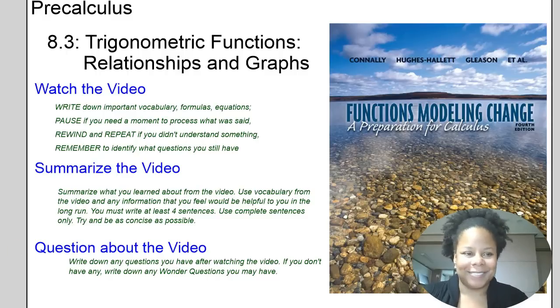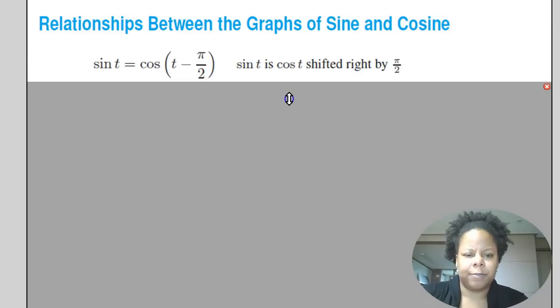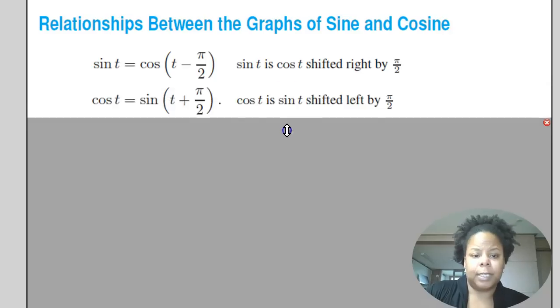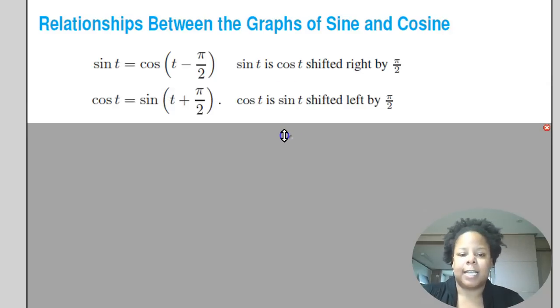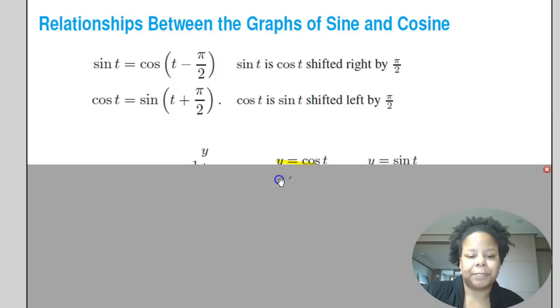All right, let's begin. We've been talking about sinusoidal functions, and one thing we learned is one of the relationships between the graphs of sine and cosine. The graphs are the same, the curves are the same, but their positions are different. Sine is cosine shifted pi over 2 to the right, and cosine is sine shifted pi over 2 radians to the left. That information is important to note.